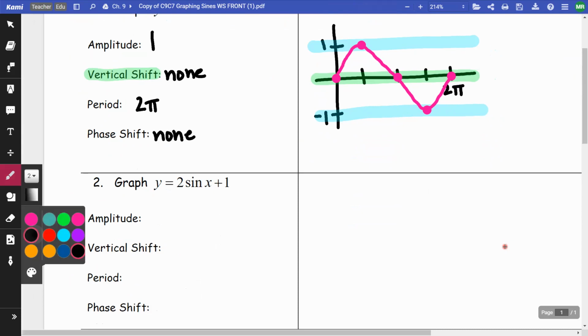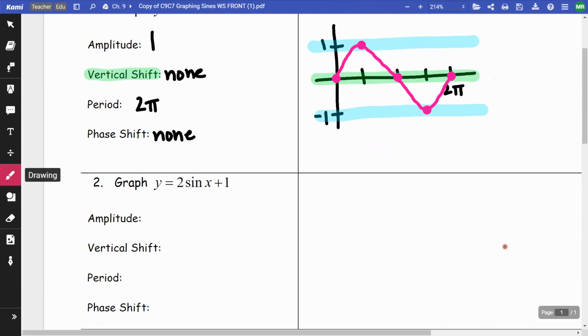So next example, my amplitude is 2 because of the number in front of my sine. My vertical shift is going to be up 1 because of this +1. My period is going to be 2 pi because I don't have a number in front of my x to shift it. And my phase shift is going to be none because there's nothing happening to my x before I take the sine of it.